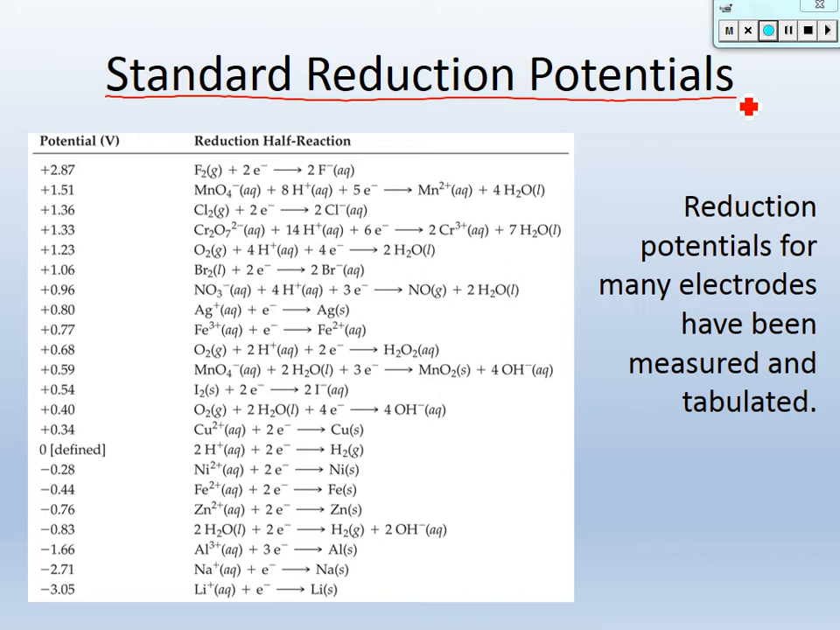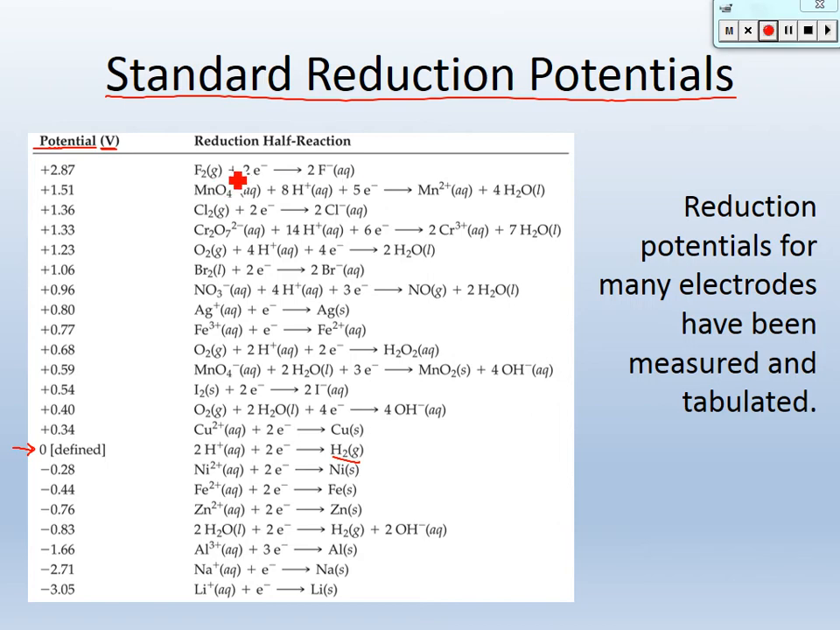Okay? We just talked about at 0 volts, that's the standard hydrogen electrode. So we see hydrogen right here has 0 volts. Everything else is measured relative to that. And so you'll notice the cell potential measured in terms of volts right here. So this electrode would measure 2.87 volts relative to the hydrogen electrode.